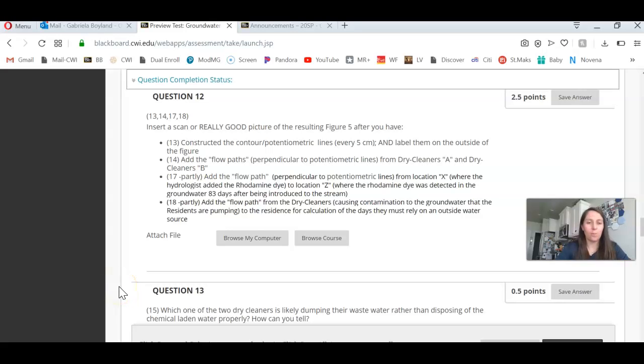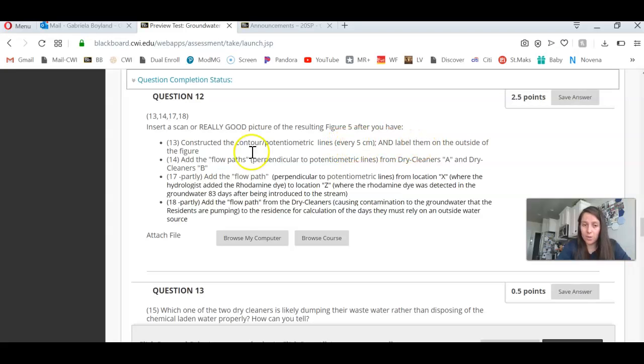Okay, so how part C looks in your quiz is the following. You will have to upload a file, a picture or a really good scan, of your resulting map from figure 5. Don't upload it until it's ready, obviously. In it, you have to have several parts to these questions. So you must have constructed the contour or potentiometric lines.